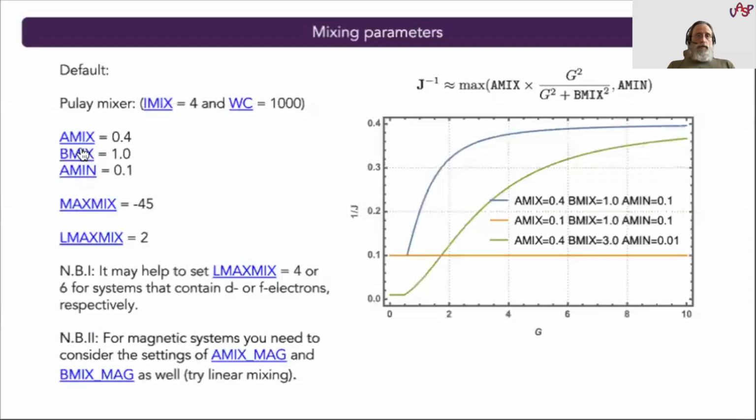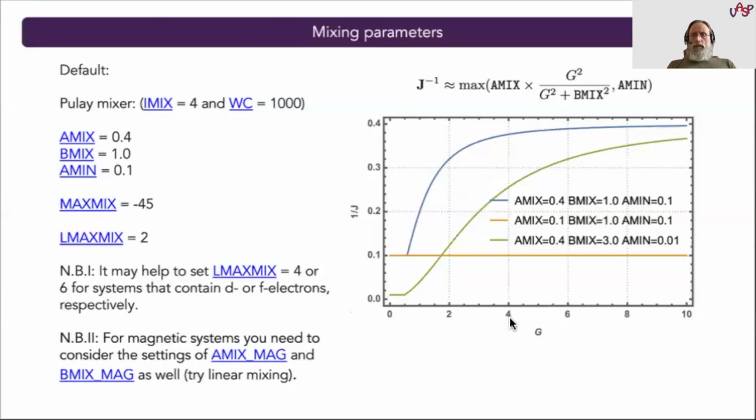Those are these parameters: AMIX 0.4, BMIX 1.0, AMIN 0.1. So this is this particular function. Then the history that is taken to learn the approximation to the charge dielectric function, so how many steps of charge density the system will keep in memory to learn this relationship, is given by MAXMIX. And then there are a few other parameters that one might play with. We'll come to that a little bit later.